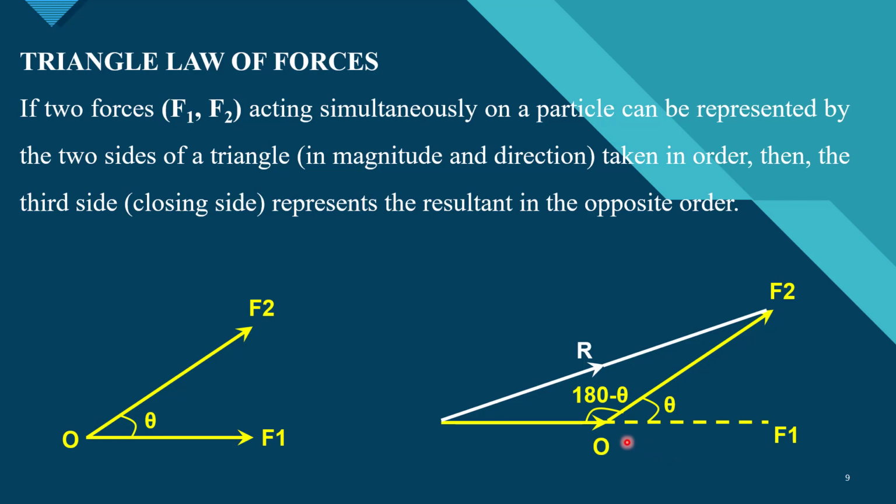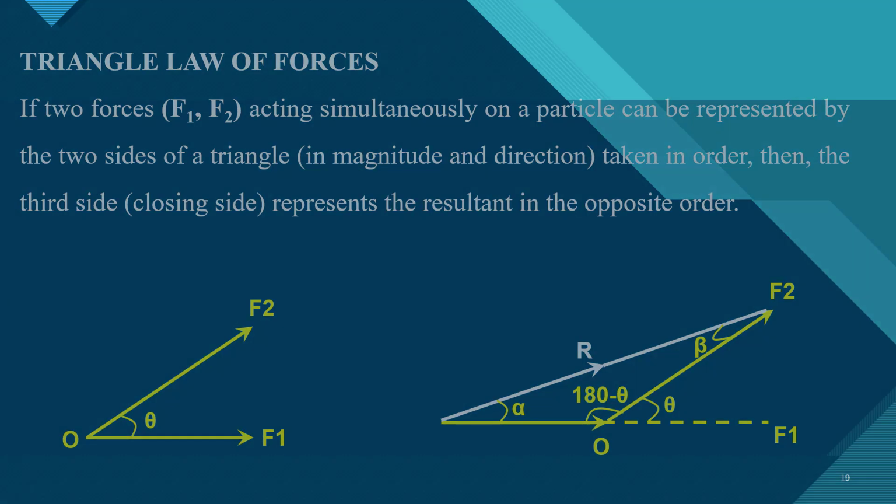Now, in order to derive the formula for finding out the magnitude of the resultant force as well as the direction of the resultant force, we will depend on the sine law and cosine law. Let the angle made by R with force F1 be alpha and the angle made by the resultant force with F2 be beta. So, what will be this angle? The total angle is 180 degrees, so from there you can subtract theta to get this angle, 180 minus theta. When you consider this triangle, you know all the angles now: alpha, beta and 180 minus theta.